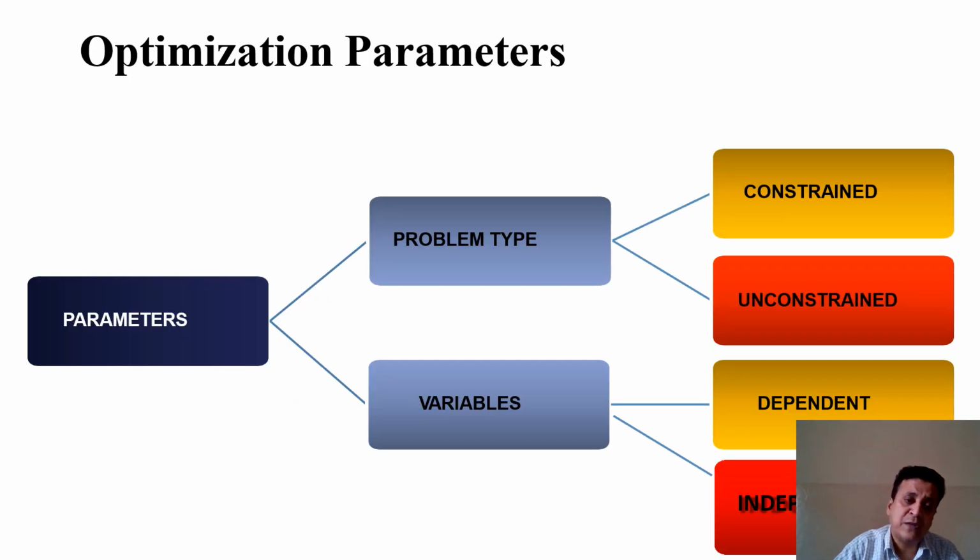Now, what are the optimization parameters? Parameters may be the problem type, may be constrained, unconstrained, dependent, or independent. And problems which are under our control are called as constrained. The problems which are not in our control are called as unconstrained. And variables are dependent and the independent variables.